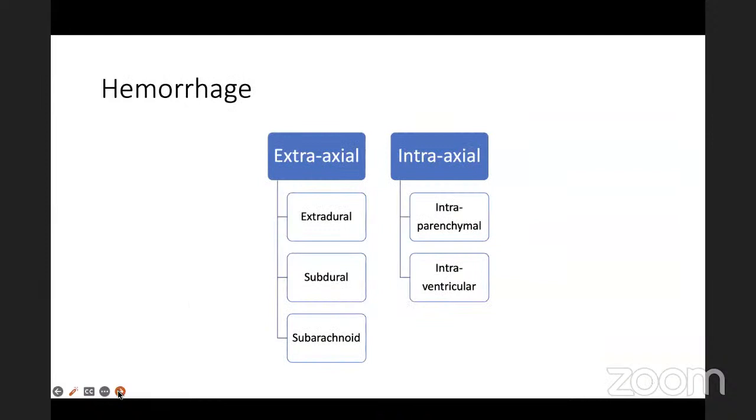Going to hemorrhages. You know that there are two kinds of hemorrhages. Any hemorrhage inside the brain or within the brain is called an intraaxial hemorrhage. Inside the meninges, there is the brain and there are the ventricles with the CSF. So intraaxial hemorrhages can be intraparenchymal or intraventricular, whereas extraaxial hemorrhages can be extradural, subdural, or subarachnoid. You know there are 3 layers of the dura. Accordingly, there are 3 potential spaces wherein the blood can get collected.